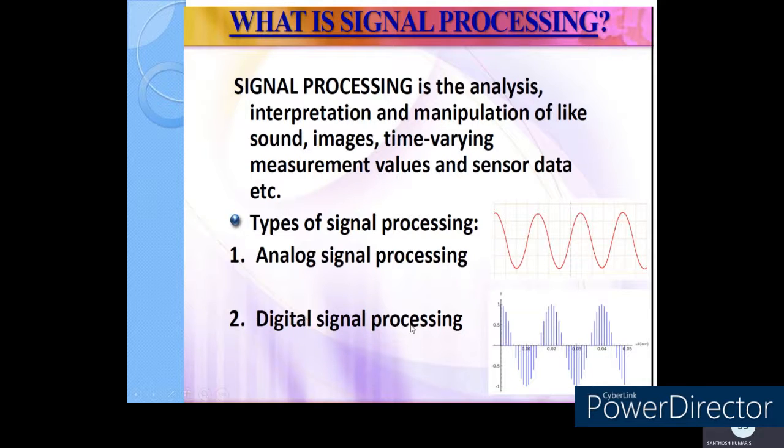Here, in digital signal processing, we perform the operations on the signal either by using digital computers, or by making use of a digital processor. So that's why it is called analog and digital signal processing. In digital signal processing, the advantages are much more.